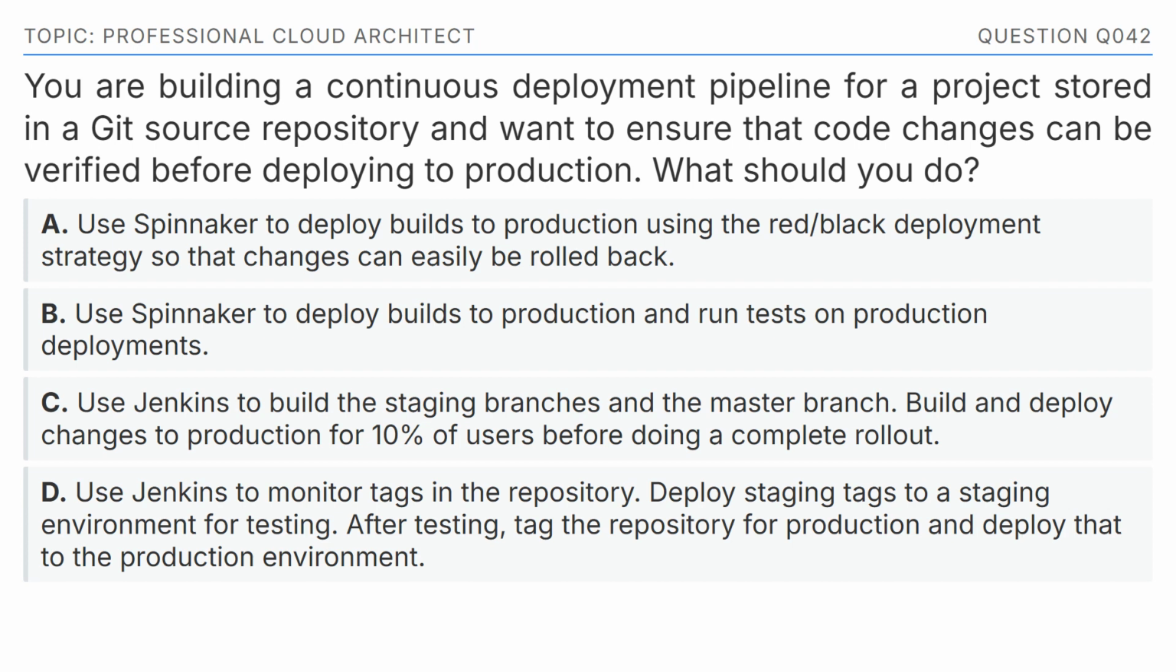Option B, use Spinnaker to deploy builds to production and run tests on production deployments. Option C, use Jenkins to build the staging branches and the master branch. Build and deploy changes to production for 10% of users before doing a complete rollout. Option D, use Jenkins to monitor tags in the repository. Deploy staging tags to a staging environment for testing. After testing, tag the repository for production and deploy that to the production environment.